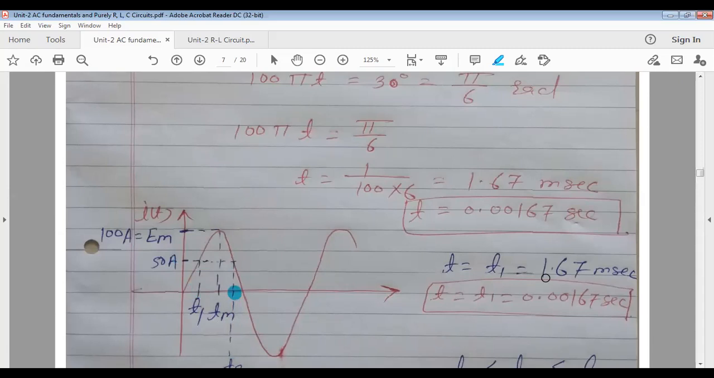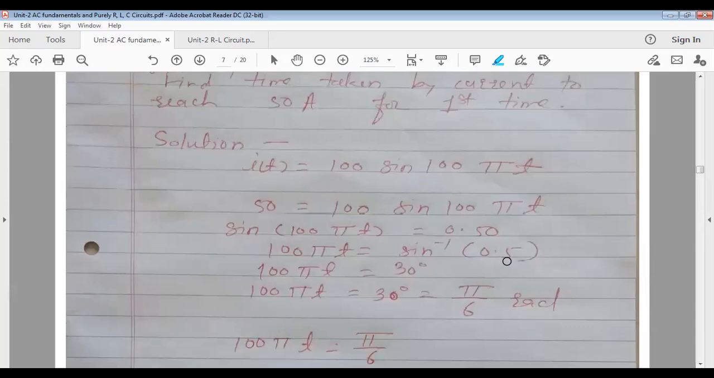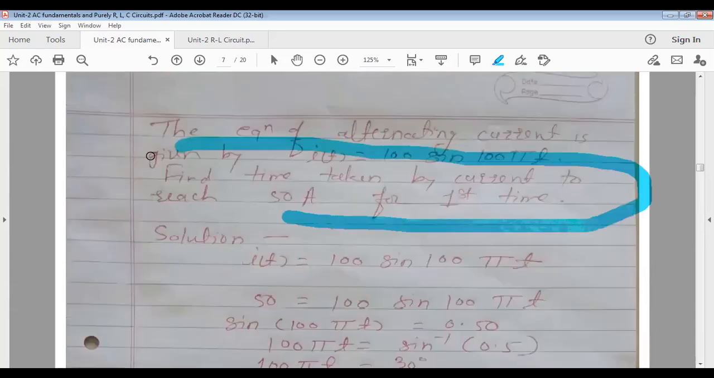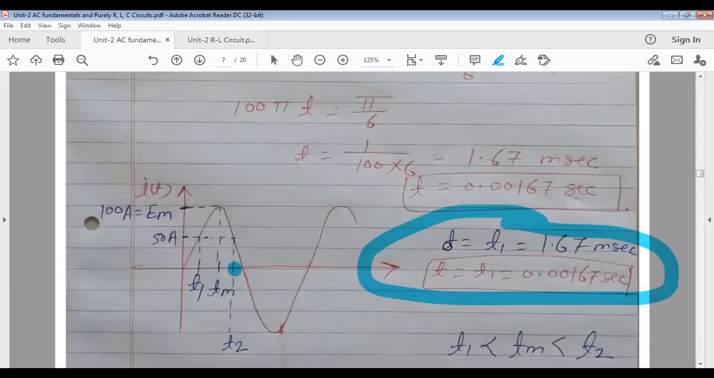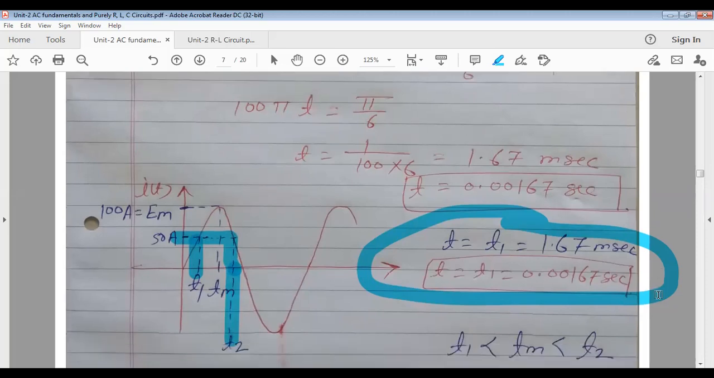So how can I make sure that the t we have calculated, 1.67 millisecond, is the first time? Calculate the time taken by the current to reach 50 ampere for the first time, and not T2. It is T1, the first time. The first time 50 ampere occurs at T1, and the second time it occurs at T2. So how can I make sure that the t I have calculated, 1.67 millisecond, is T1 and not T2? Who can tell?